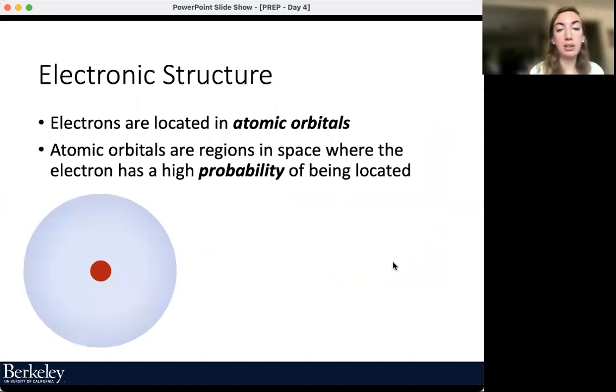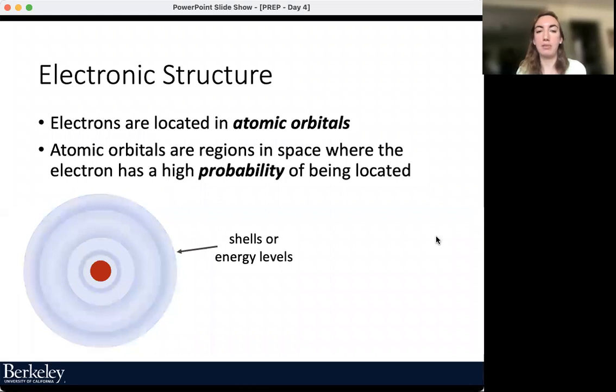So electrons are located in what are called atomic orbitals. And atomic orbitals are kind of regions in space where the electron has a high probability of being located. There is a ton of physics here that we're not going to get into. This is pretty complicated, but what we're going to do is just make some approximations that will get us pretty far. And you can take a higher level quantum mechanics class if you really want to learn about all of the physics of these orbitals. But we're going to just make some approximations for now.